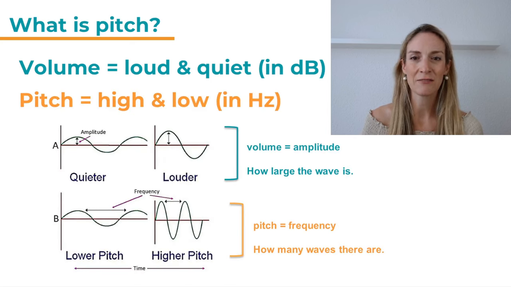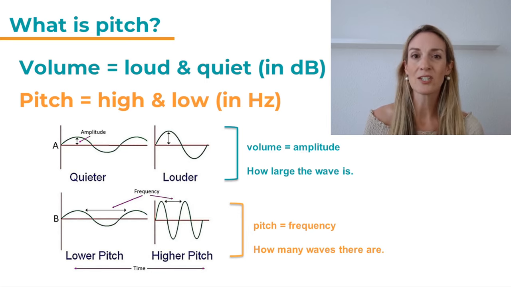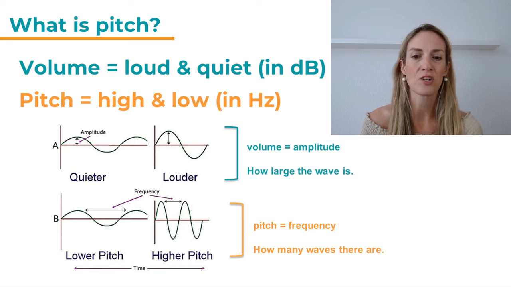And to illustrate the difference between the two things, here is a diagram. In the above diagram A, you can see a quieter and a louder sound. In the quieter one, the wave is a lot smaller, it's not as large. And in the louder sound, the wave is larger, it has a greater size. So you could remember volume, amplitude, is how large the wave is. But pitch, the frequency, is about how many waves there are in a given time. So we have a lower pitch, there are only a few waves, and a high pitch with a lot of waves. In our example in B, the lower pitch is also quieter, and the higher pitch would also be louder because the waves are also different in size.